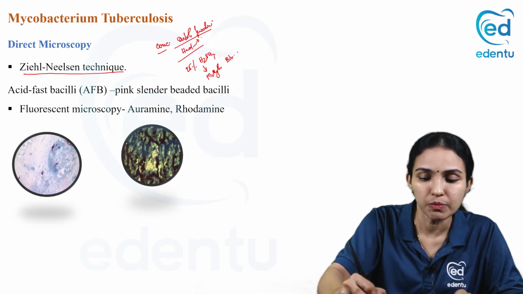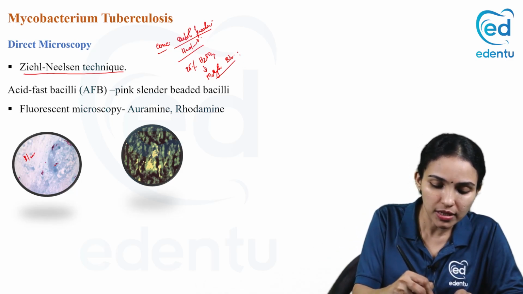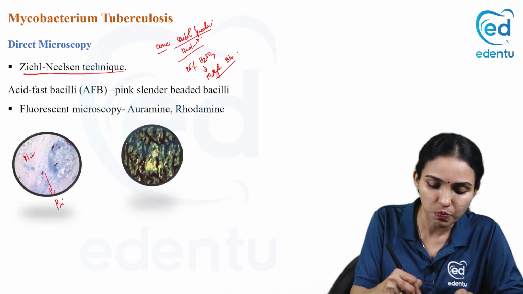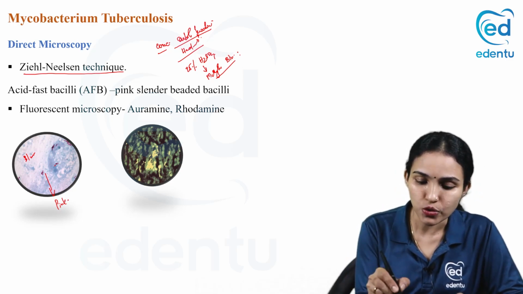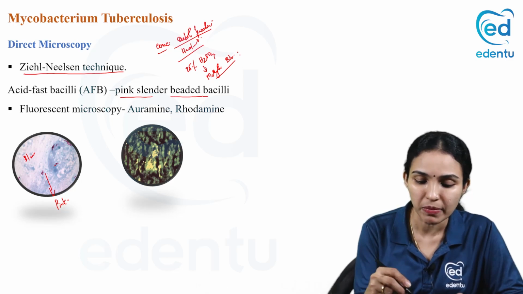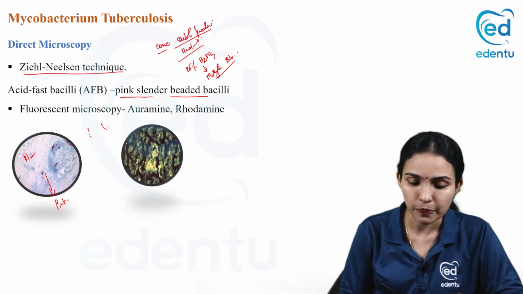So methylene blue stain is the secondary stain. The background will get the blue color and your bacilli will appear as pink color. So this is acid-fast staining or Ziehl-Neelsen staining. The bacilli will appear as pink, slender, beaded bacilli. I told you this bacilli is not uniformly stained. It will be looking like this, very slender, beaded bacilli.